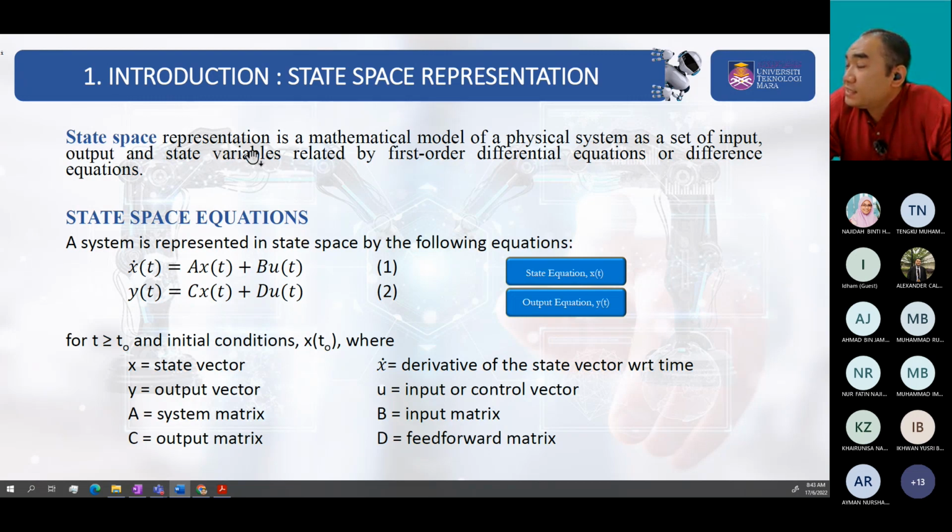So state space representation is a mathematical model of a physical system as a set of input, output and state variables. Okay, kita katakan state space ini is a mathematical model of a physical system, okay, as a set of input, output and state variables related by first order differential equation or difference equation. We can express our state space system in terms of differential equation if we were to consider a time domain representation, or difference equation if we were to consider the discrete time equation.